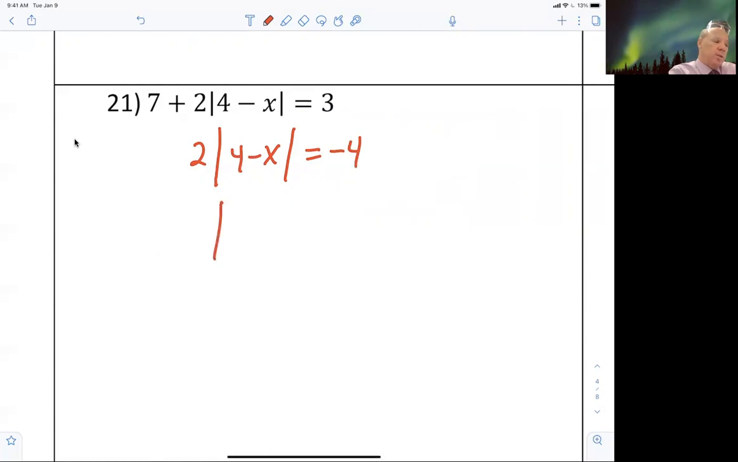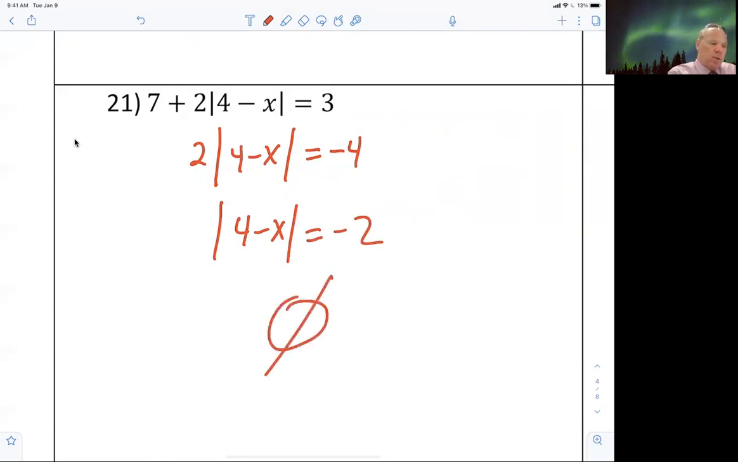Just a minute, Luca, I see you. You would have 4 minus x equals -2. Okay, so now what? No solution. Wow, good. All right. No solution. Thank you. You might go through and think you're doing something great, right? And forget absolute value is not allowed to be a negative.